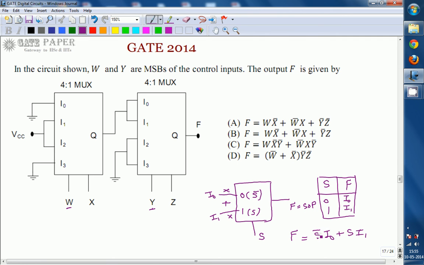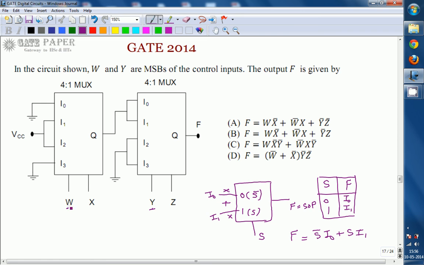If S is equal to 0, the I1 term vanishes, because 0 into something is 0. S bar becomes 1, and 1 into I0 is I0, so whenever S is equal to 0, I0 will be the output. Whenever S is equal to 1, similarly the other term disappears and I1 will be the output. So for writing the expression for a multiplexer, simply write the minterm equivalent of each line, multiply them with the inputs, and sum them up. We will use the same principle here.